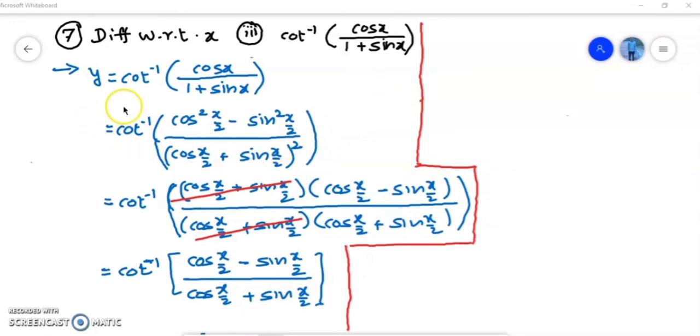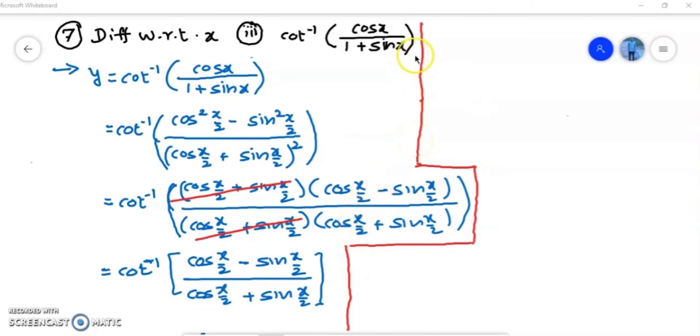See, we are just simplifying this function. We haven't yet started any differentiation step. So cot inverse of cos x divided by 1 plus sin x is simplified like this using the formulae. Now cos x by 2 minus sin x by 2 upon cos x by 2 plus sin x by 2 can be simplified by dividing both numerator and denominator by cos x by 2.